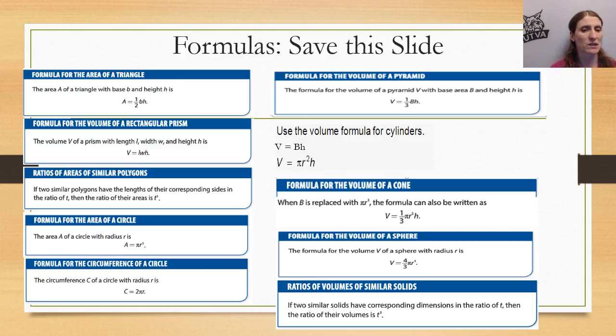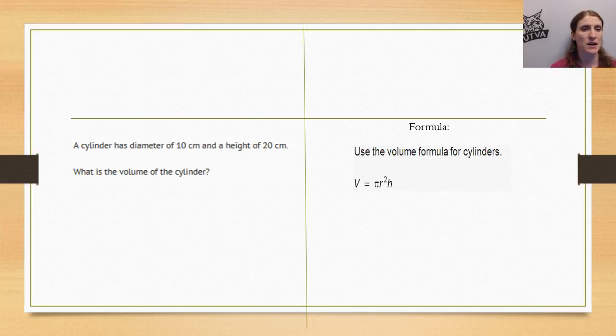Okay, the ones we're going to focus on for this part of the video are volume of cylinders, volume of cones, volume of spheres, and then we're going to do some ratios of volumes with similar solids. So these things right here with the stars next to them, those are the ones we'll focus on. Okay, so first of all, volume of cylinders. Let's go ahead and start there.